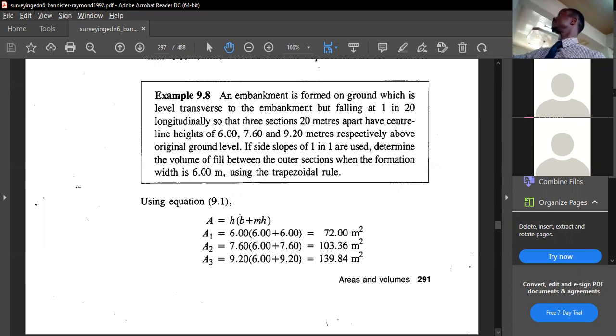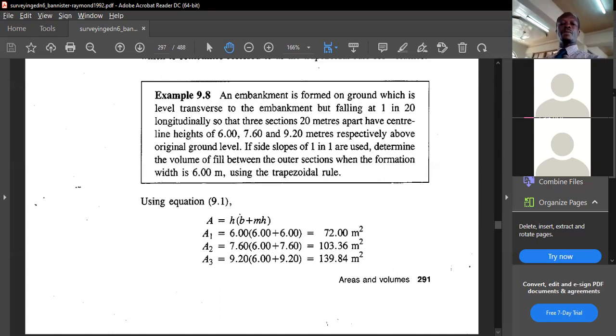But falling 1 in 20 longitudinally. So what is traverse? What's the English word traverse? What does it say? I mean, should an engineer know some English or doesn't it matter? It's just calculations. So it's falling 1 in 20 longitudinally. What does it mean?